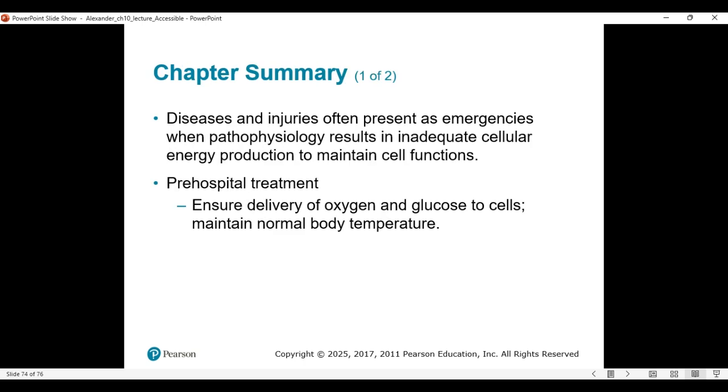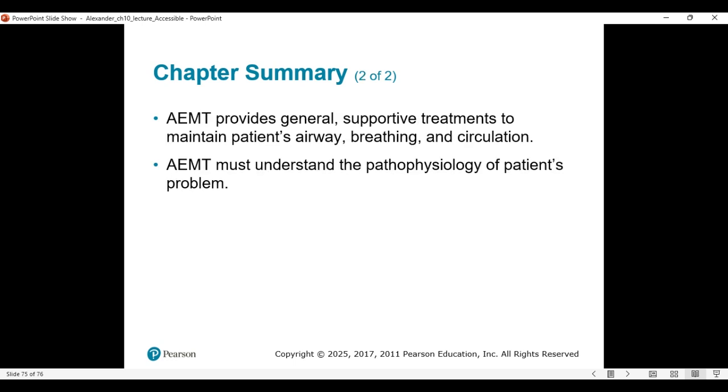All right, so the chapter summary. Disease and injuries often present as emergencies with pathophysiology that results in inadequate cellular energy production to maintain cell function. Pre-hospital treatment, we're going to ensure delivery of oxygen and glucose to the cell and maintain normal body temperature. An advanced EMT provides general supportive treatment to maintain the patient's airway, breathing, circulation. You must understand the pathophysiology of the patient's problem.